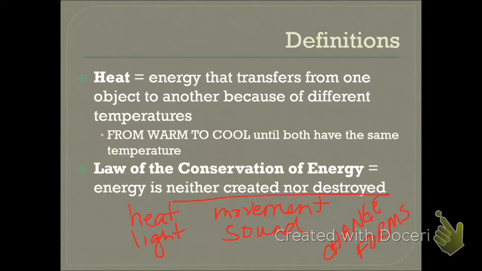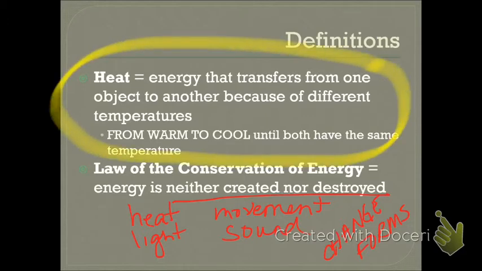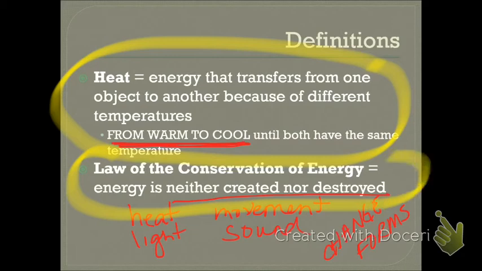And these are just four major examples of the different types of forms that energy can have. So make sure that you know the definition for heat. Make sure you know that it goes from warm to cool always until they're the same temperature. And make sure you understand the law of the conservation of energy.